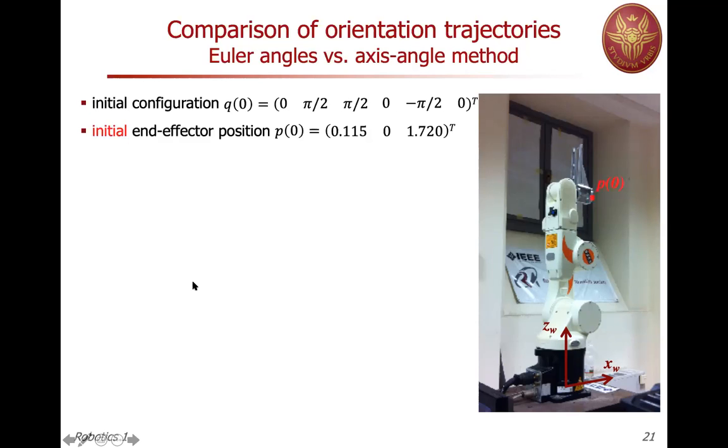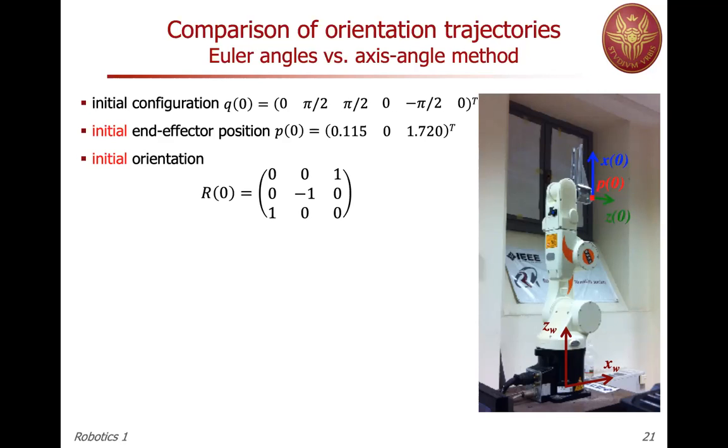If we compute the direct kinematics in this configuration for this robot, we find the position p at time 0. This is expressed in the base frame, or in the world frame, and you can see the red dot, which is exactly where we are locating the center of our last frame. So it's not really at the center of the flange, but at the end of this gray tool mounted on the end effector.